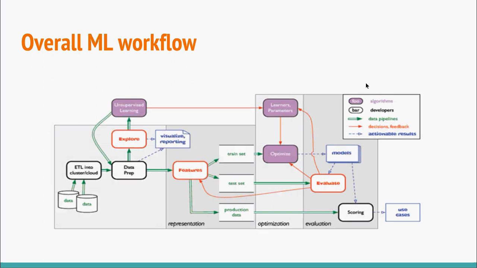On the legends, you see that the purple ones are the things that we call algorithms, and the black ones are essentially the role of any developer who designs a model. The green ones are the data pipeline, the data we are talking about, the red ones are the decisions, and the dotted blue ones are the actionable result, right?